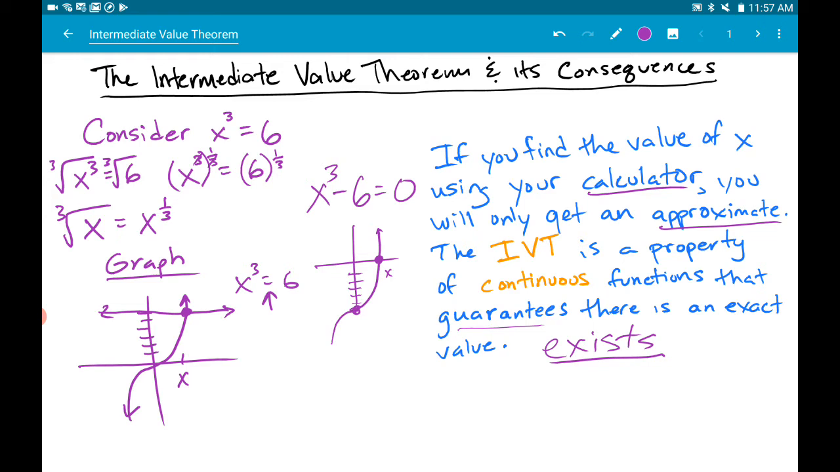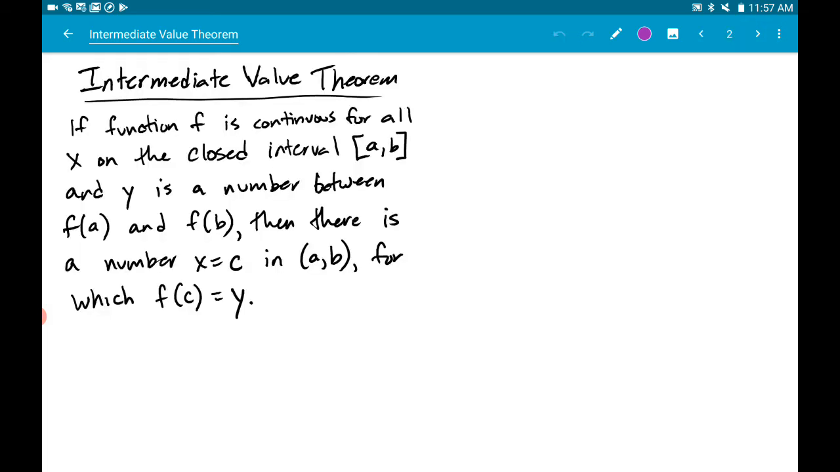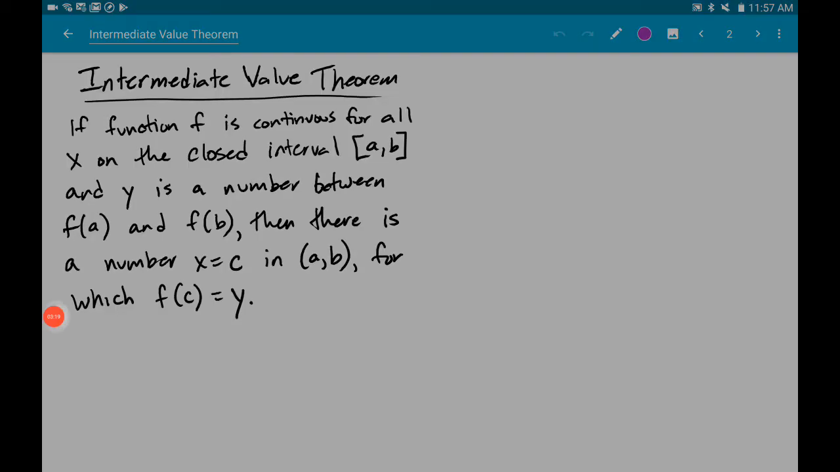So here it is more formally. The intermediate value theorem: if a function f is continuous for all x on the closed interval a to b, and y is a number between f of a and f of b, there is a number x equals c in the interval a to b for which f of c equals y. What a mouthful.